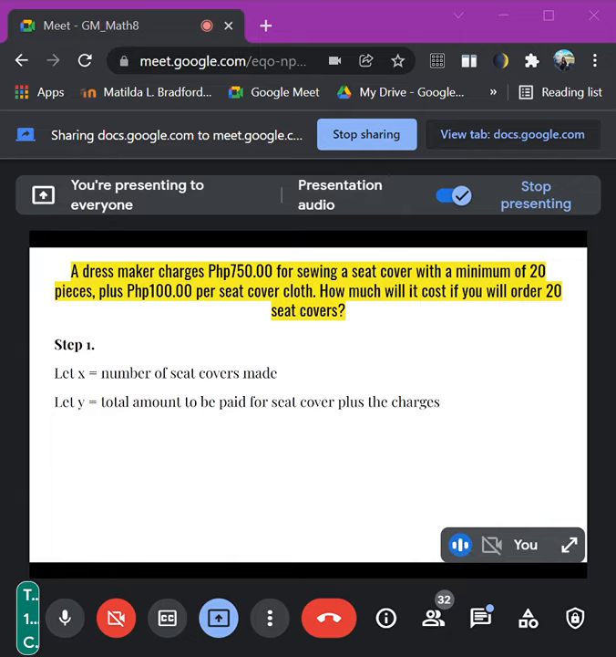Now, this time we're going to proceed with step number 2. Step number 2 is to make an equation. So, saan ni na ito paghimog equation class? Using our y is equals to the total amount, and then x is the number of seat covers. Ang ipangutana diya kay, how much will it cost if you will order 20 seat covers man?